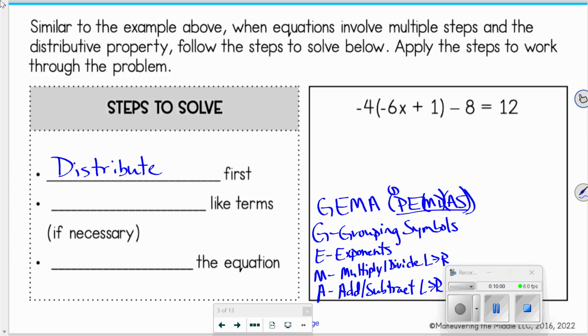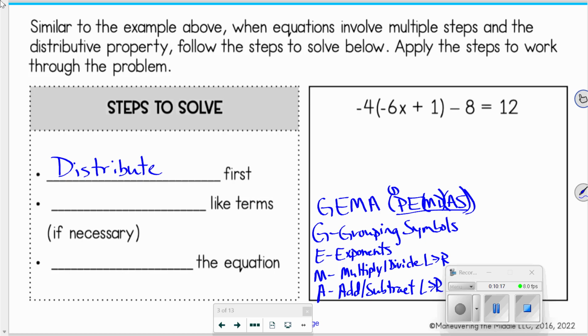Do brackets or parentheses go first? Normally what you'll see is brackets are going to be the outer grouping symbol and parentheses come to the inside.